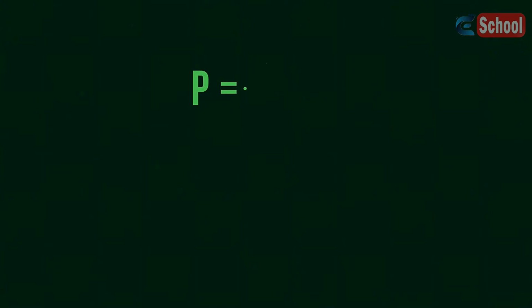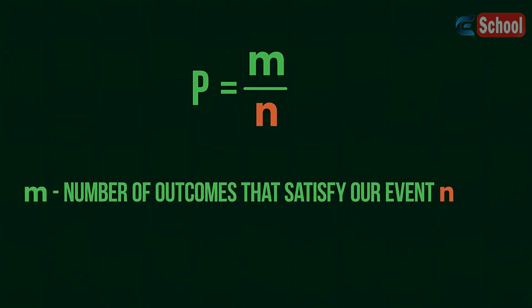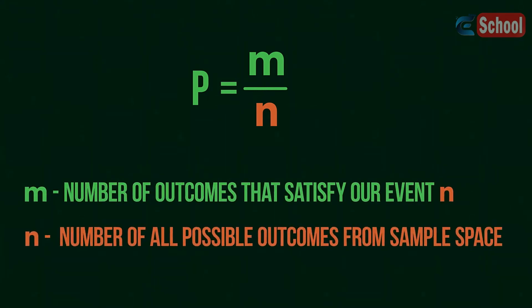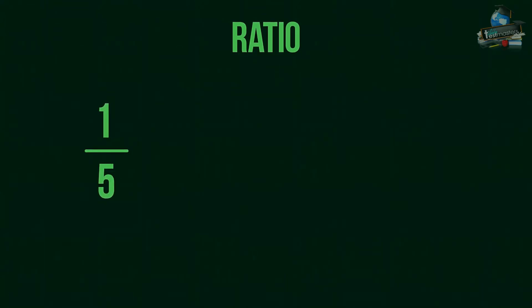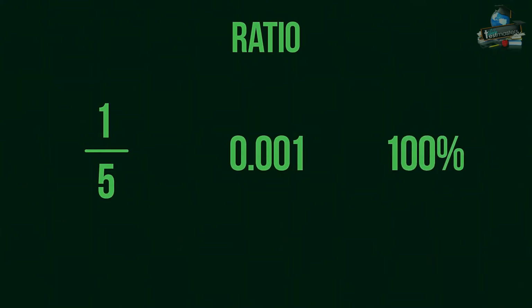If you watched part 1 of the probability basics, you would probably know that probability is a ratio between the number of successful outcomes and the number of all outcomes. As you may know, ratio is just a number, so it can be expressed in different ways: as a fraction, a decimal, or using percentages.